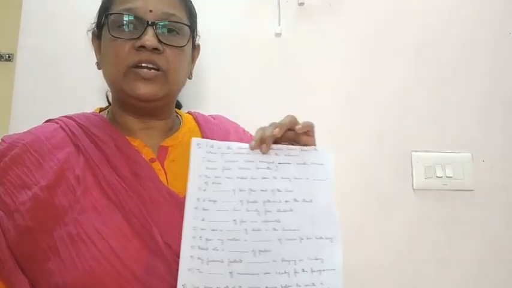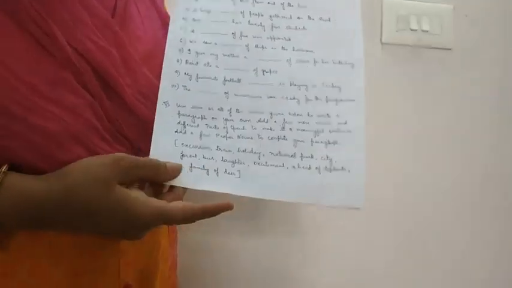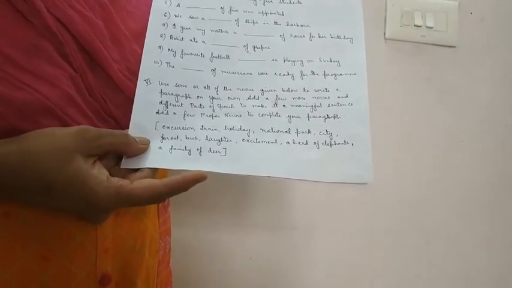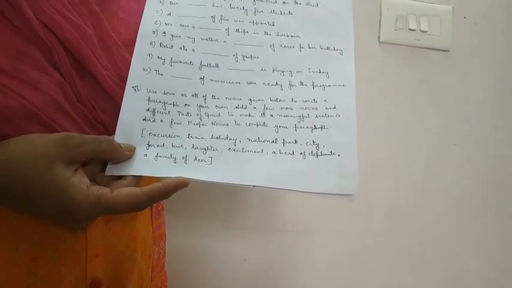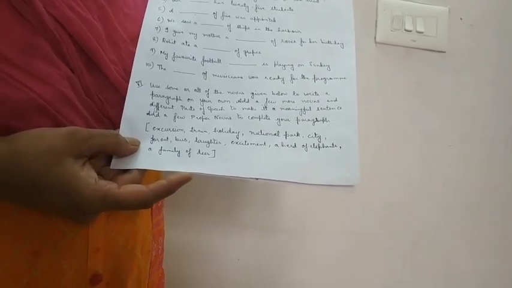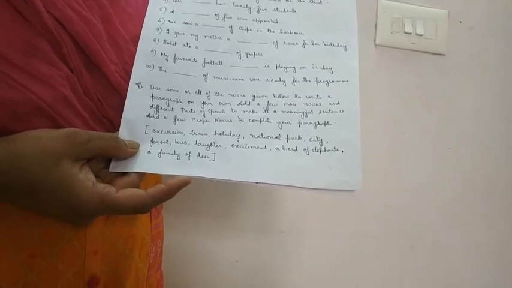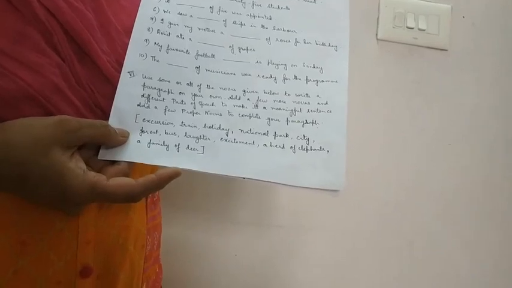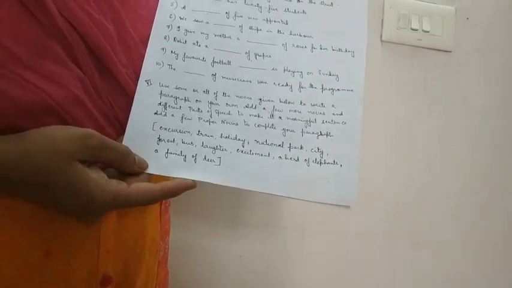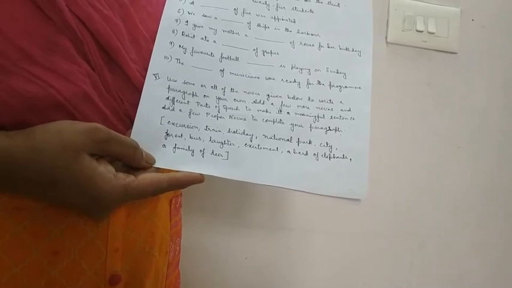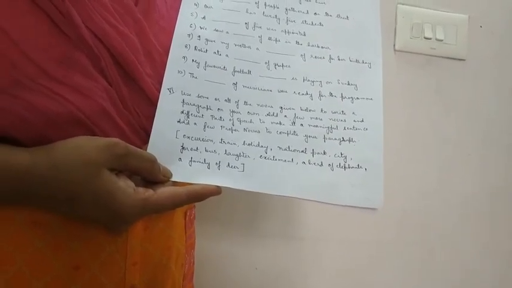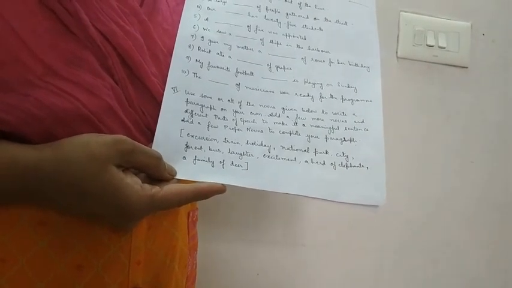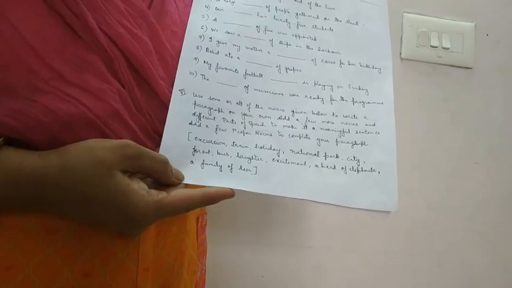The words, I'm going to read them out for you now. Now the activity is, use some or all of the nouns given below to write a paragraph on your own. Add a few more nouns and different parts of speech to make it meaningful. Add a few proper nouns to complete your paragraph. Now the words which I have given you. Excursion, train, holiday, national park, city, forest, bus, laughter, excitement, a herd of elephants, a family of deer.